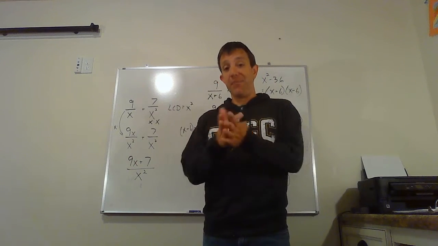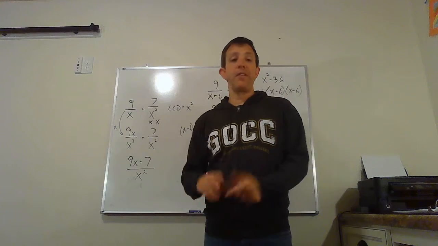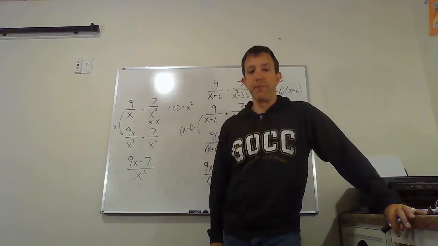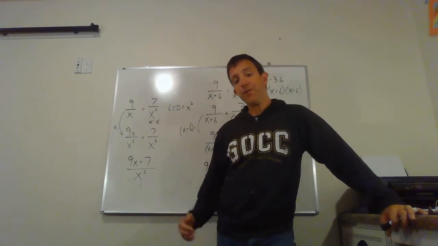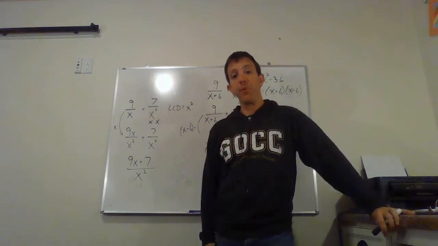We go ahead, we just add them together. Again, 9x and 7, not like terms, can't actually put them together. But here we have it. We've taken our two fractions, we've put them together to make one fraction.